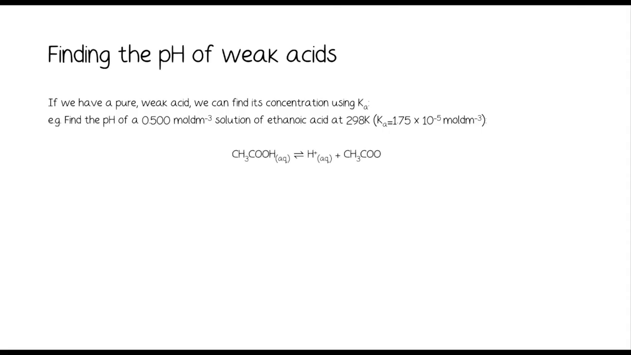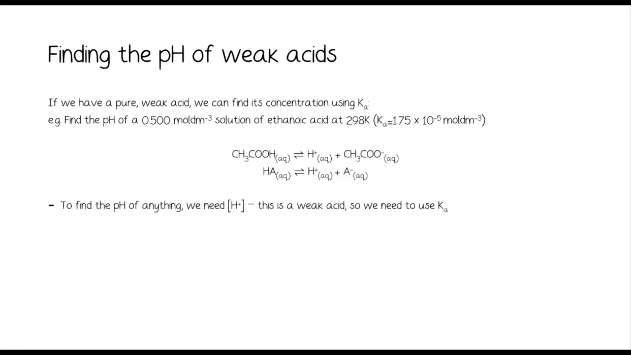So you get CH3COOH goes to H+ and CH3COO-. And if I write that in terms of HAs and A minuses, that's what it looks like. To find the pH of anything, we always need H+, and this is a weak acid, so we can't use any concentration molar ratio stuff. You need to use Ka.